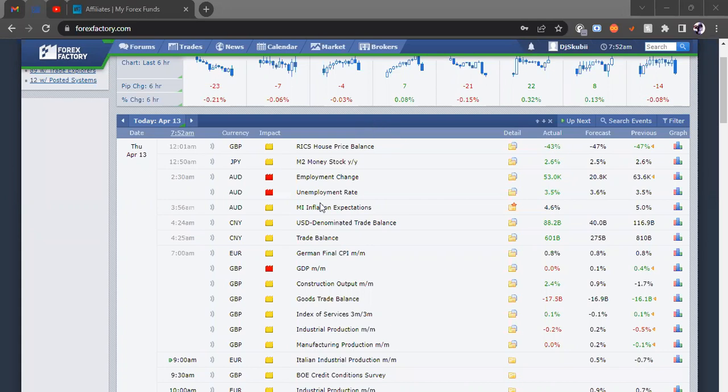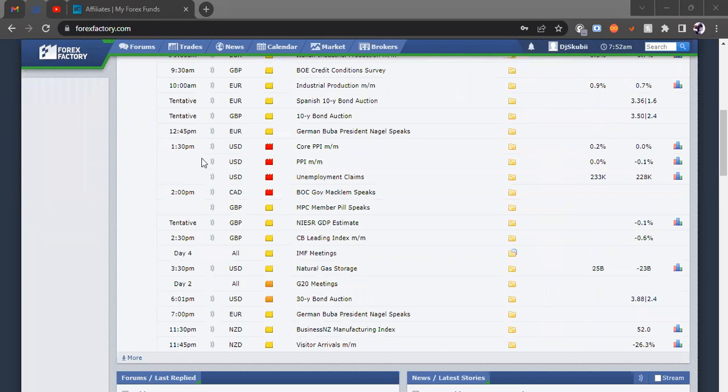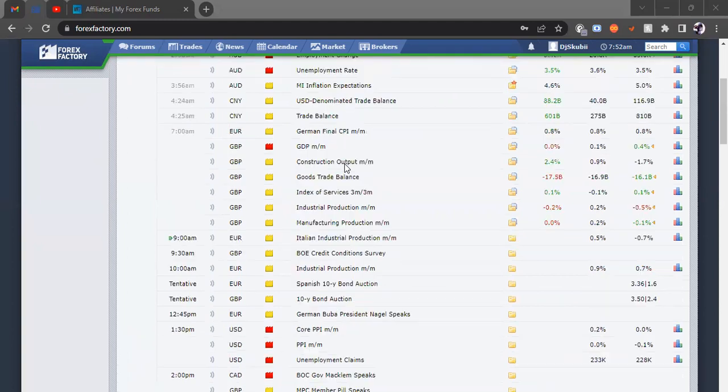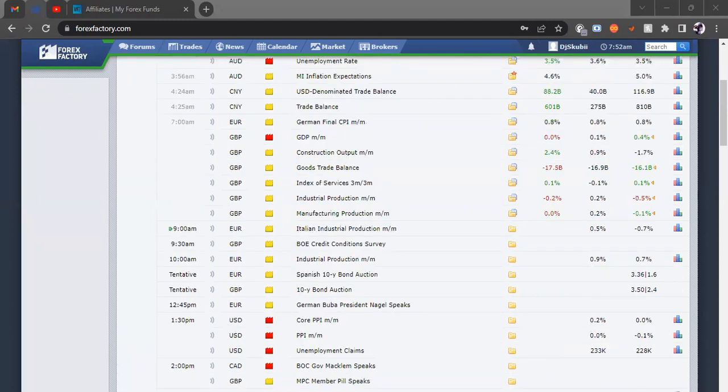So now, fundamental wise, we already had news on AUD, and then we have news on GBP, and then we have news on USD at 1:30, that's PPI. So we can watch out for those. Now let's jump on our charts.